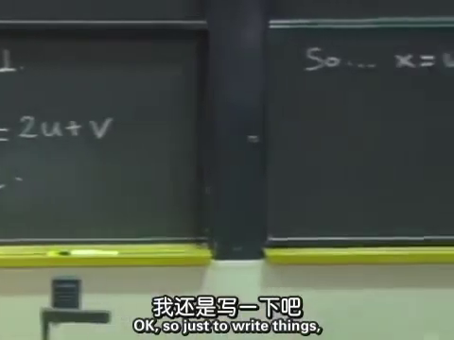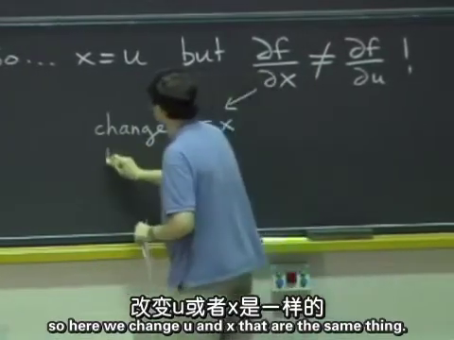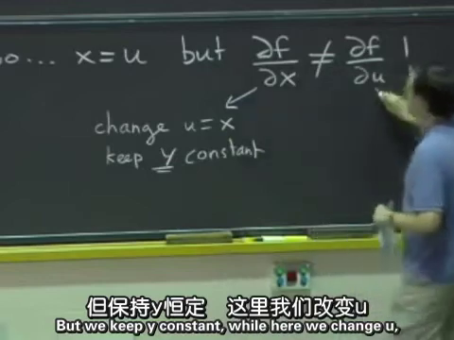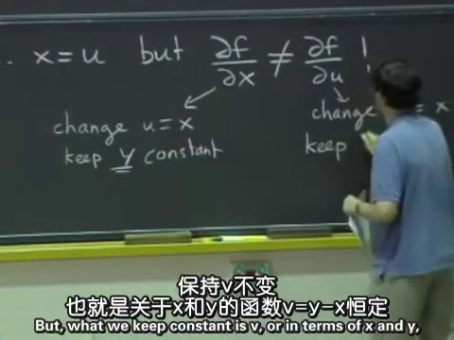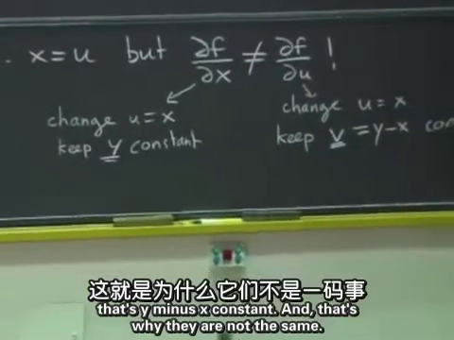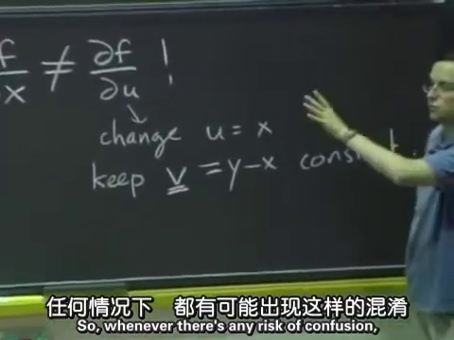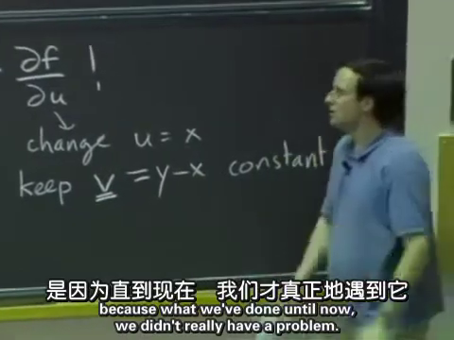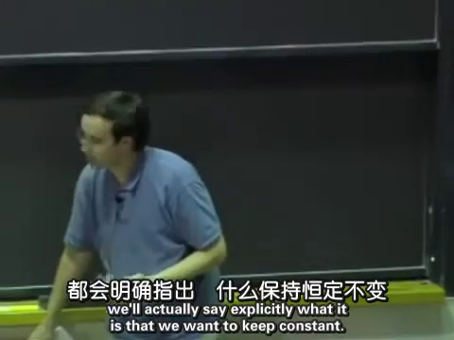Okay, so just to write things. Here we change u, and u and x are the same thing, but we keep y constant. While here we change u, which is still the same thing as x, but what we keep constant is v, or in terms of x and y, that's y minus x constant. And that's why they're not the same. So whenever there's any risk of confusion, okay, so not in the cases that we had before, because in what we've done until now, we didn't really have any problem. But in a situation like this, to clarify things, we'll actually say explicitly what it is that we want to keep constant.